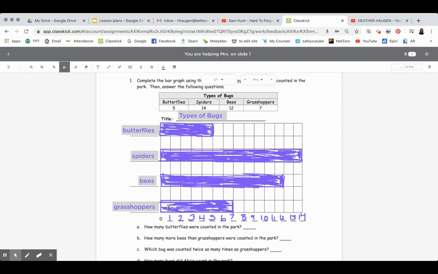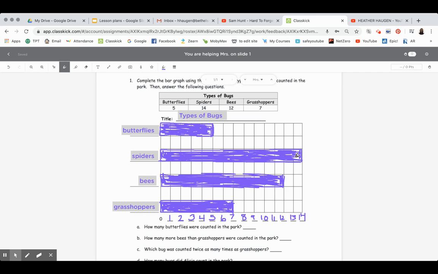So while I don't expect these to be perfect on your exit ticket, I expect you to take a minute and try to color them in the best you can. Not looking for perfection. We're just looking for your best work. All right, here we go. I think that will be good.